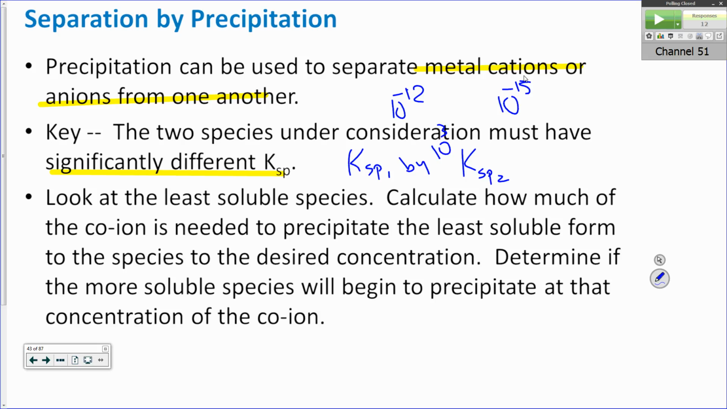So the way that we approach these problems is we find out how much of the ion is necessary for the least soluble species to take it down to the desired concentration. And to find out if it's feasible, you have to find out if the more soluble species will begin to precipitate at the concentration you wish to get the co-ion to. I know that looks like a mumbled mess of words. You just have to look at these types of problems.